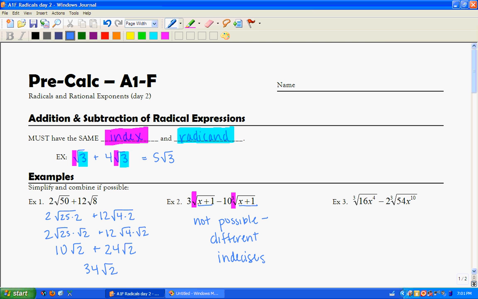And we will save the example 3 for class.